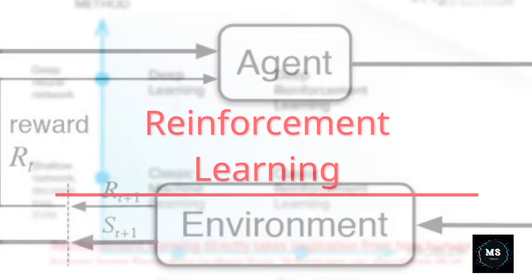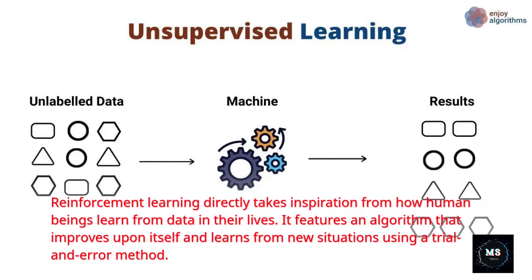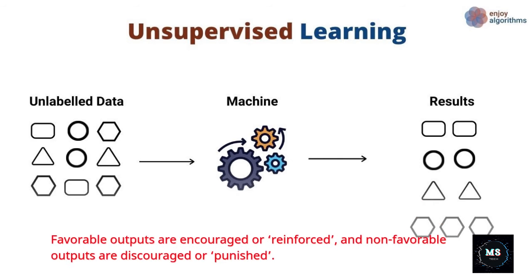Reinforcement learning. Reinforcement learning directly takes inspiration from how human beings learn from data in their lives. It features an algorithm that improves upon itself and learns from new situations using a trial and error method. Favorable outputs are encouraged or reinforced, and non-favorable outputs are discouraged or punished.